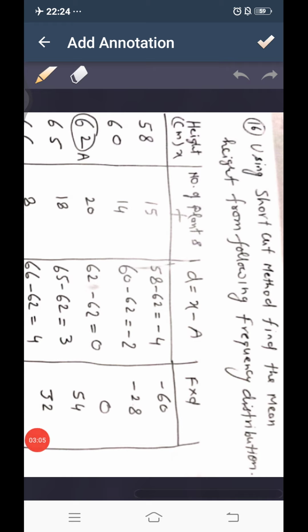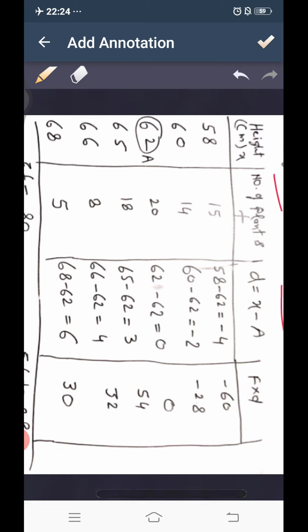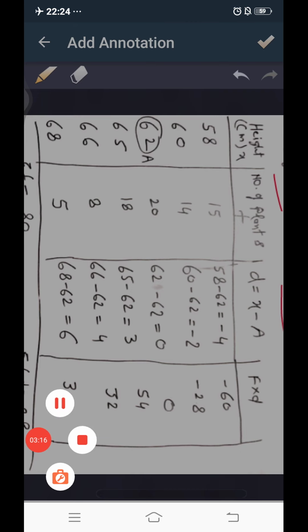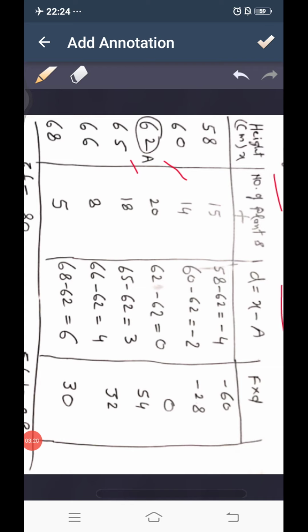Let us take question number 16. Using shortcut method, find the mean height from the following distribution. Here heights are given: 58, 60, 62, 65, 66, 68 centimeter. Number of plants given: 15, 14, 20, 18, 8 and 5.